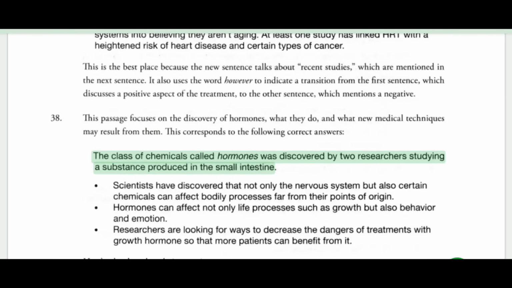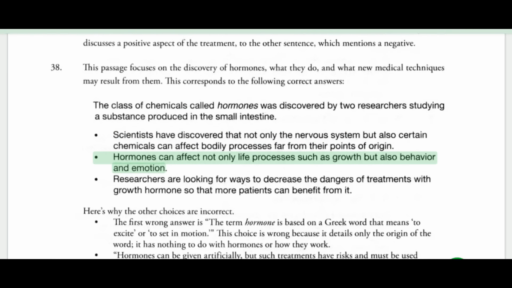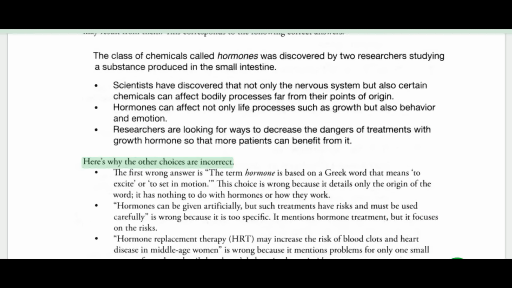The class of chemicals called hormones was discovered by two researchers studying a substance produced in the small intestine. Scientists have discovered that not only the nervous system but also certain chemicals can affect bodily processes far from their points of origin. Hormones can affect not only life processes such as growth but also behavior and emotion. Researchers are looking for ways to decrease the dangers of treatments with growth hormone so that more patients can benefit from it. Here's why the other choices are incorrect.